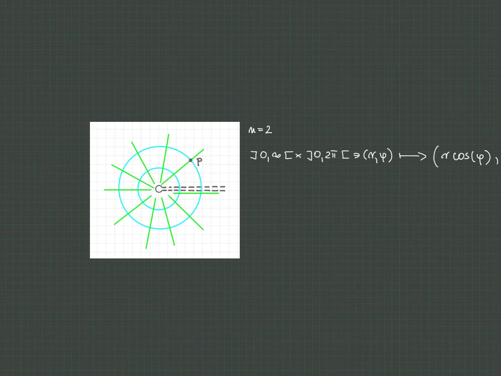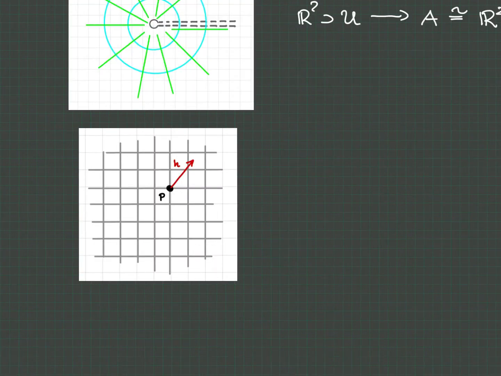This map is not defined on the whole R2, but on some open subset, and the image is also not in the whole A, which we consider identified with R2, but in some other open subset. In this case, this open subset is R2 without the origin and without the positive x-axis. Now we can start to differentiate functions. Imagine we have a function which is defined in the neighborhood of point P here. This is a function of two variables with values in R.